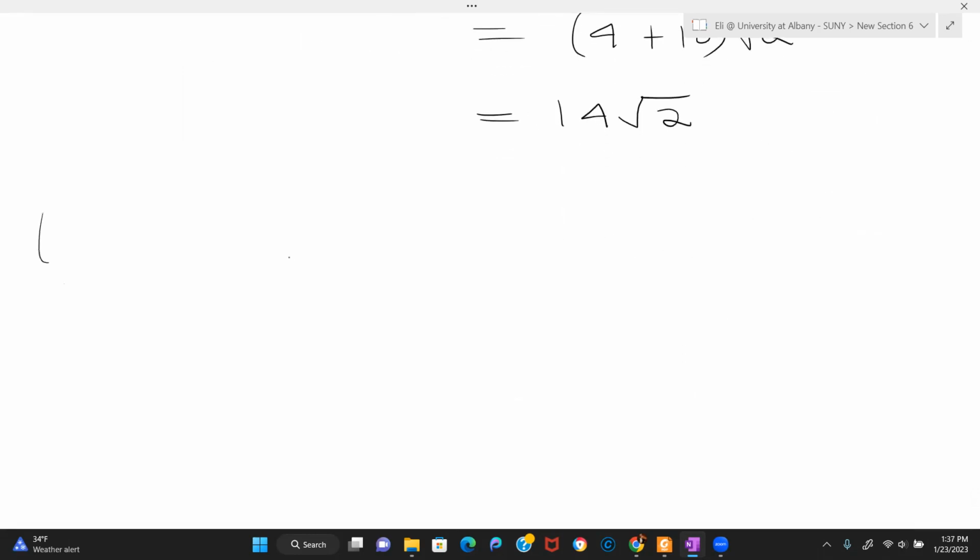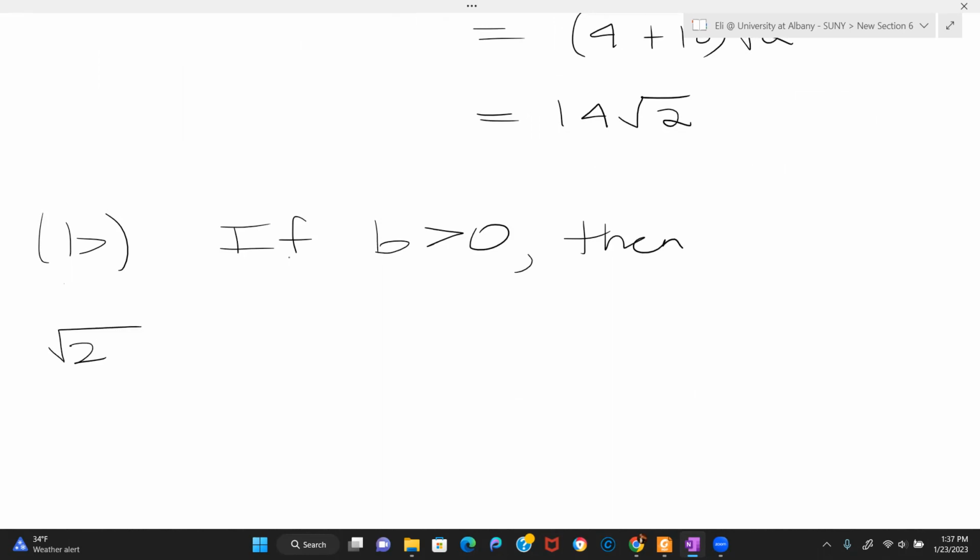Yeah, I guess we'll just do B also. Let's just do all of them. So this is part B, and b is a variable in this problem, but we're going to assume it's positive. So if it's positive, then we can simplify the following as follows.